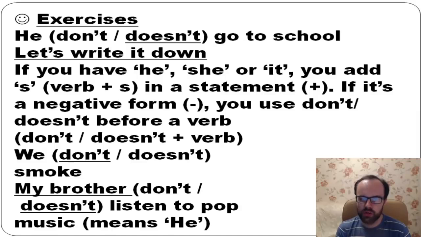Exercises. He doesn't go to school. Let's write it down. If you have he, she, or it, you add s. Verb plus s in a statement. If it's a negative form, use don't or doesn't before a verb. So don't or doesn't plus verb. We don't smoke. My brother doesn't listen to pop music means he.